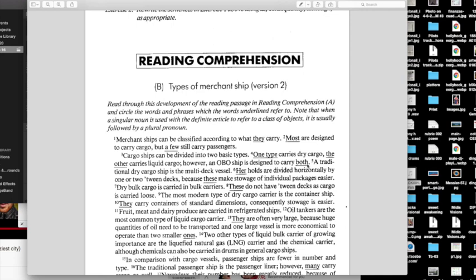Okay, reading and comprehension. Here it says that the words that are underlined are referring to another word. So what are they referring to? Merchant ships can be classified according to what they carry. What they, who are they? Who's that? Merchant ships. Okay, we're still talking about merchant ships. In the second one, cargo ships can be divided into two basic groups. One type is talking about cargo ships. So you're going to write down what the focus of the sentence is, what the main noun is.